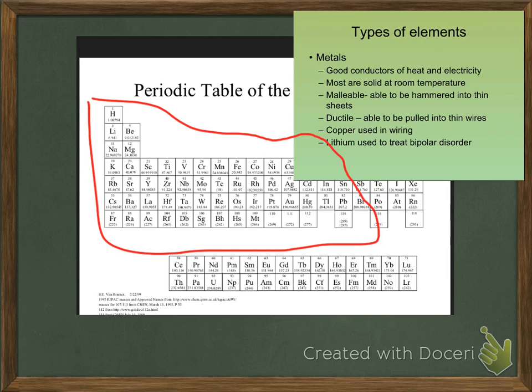They're good conductors, both of heat and electricity. With one exception, they are solids at room temperature. They tend to be shiny. They tend to be malleable, which means able to be hammered into sheets, and ductile, which is able to be pulled into wires. They make our lives possible.